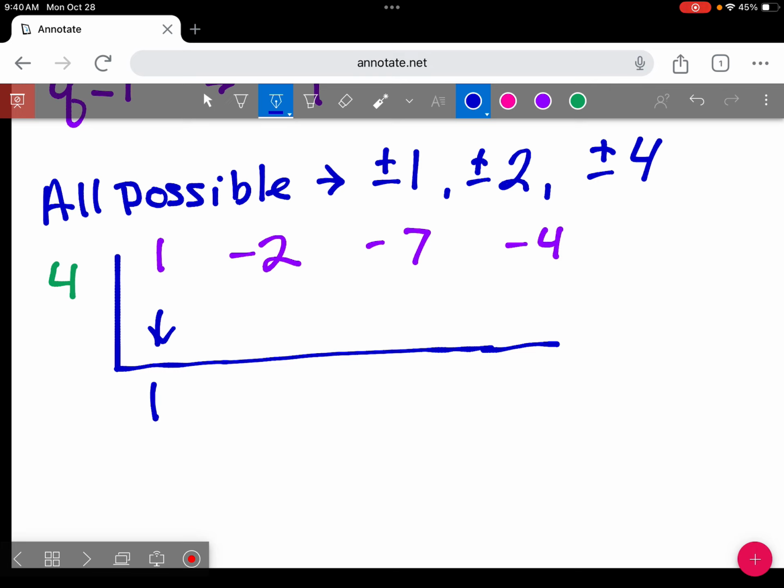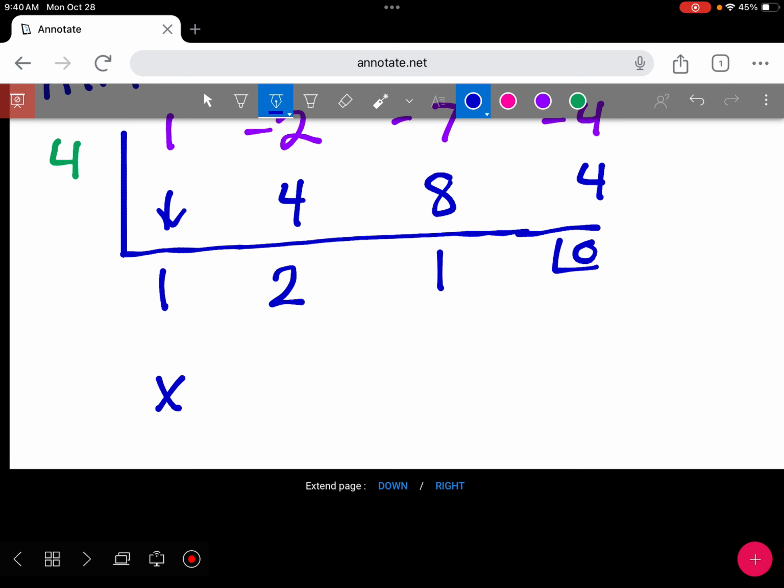So the 1's going to drop. 1 times 4 is 4, and we start adding. 4 plus -2 is 2. 2 times 4 is 8, plus -7 is 1. 1 times 4 is 4, and when we add that together, we get 0. So we can use this to also show that 4 is a factor, because its remainder is 0. So what do we have left over as a polynomial? x squared plus 2x plus 1.